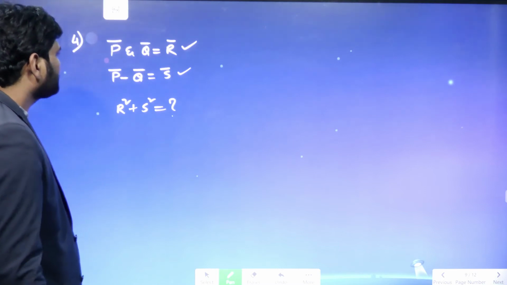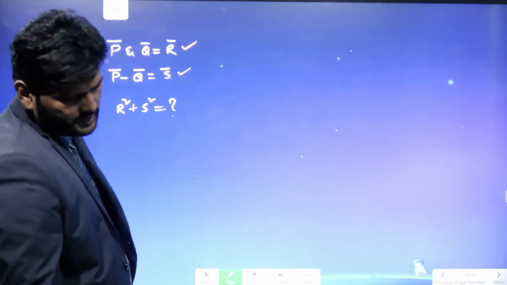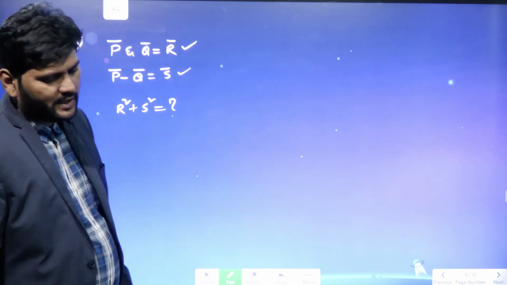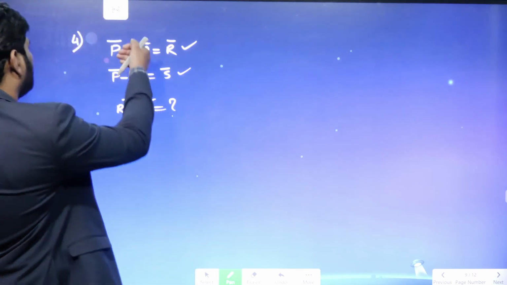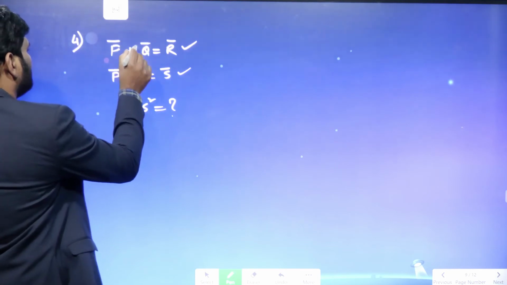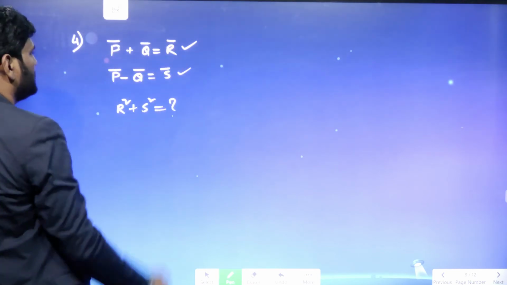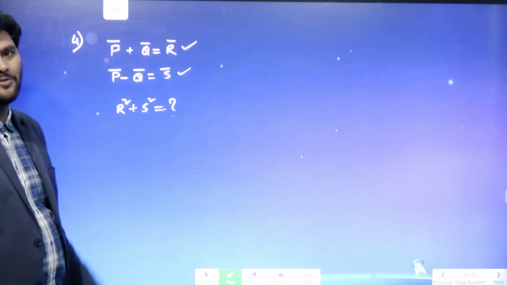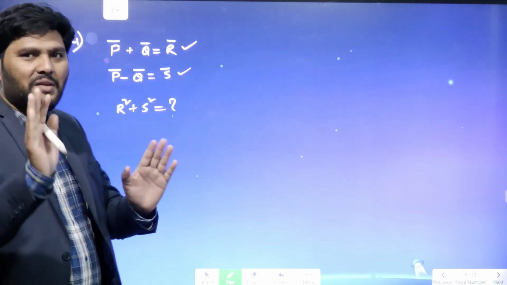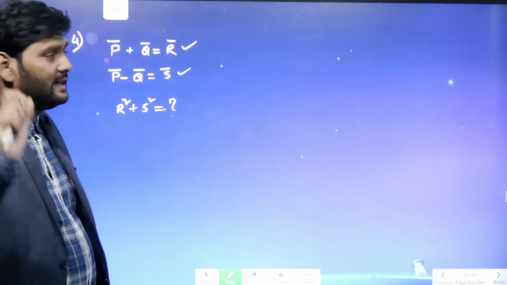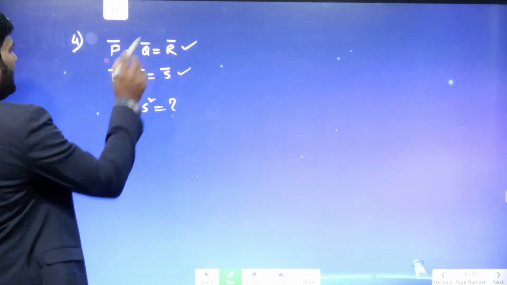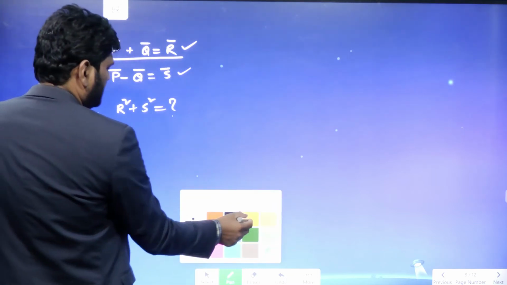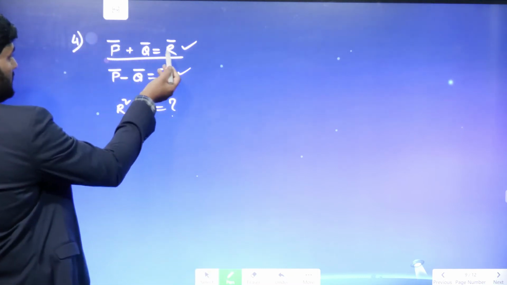So here, actually they gave the wrong sign here. It should be positive: P plus Q is equal to R, P minus Q is equal to S, then R square plus S square is the condition actually. They mistakenly wrote it as and here. So directly, first take this equation: P plus Q is equal to R.